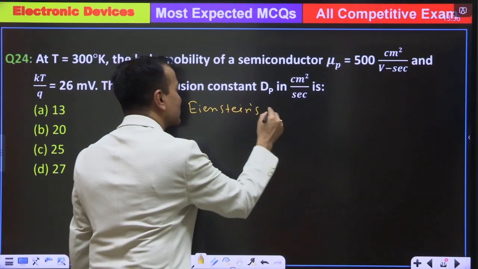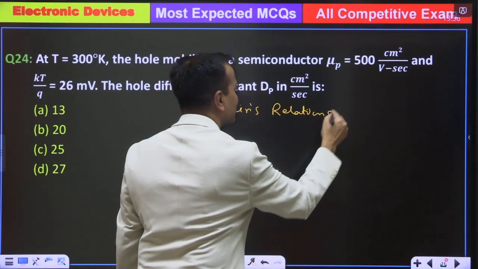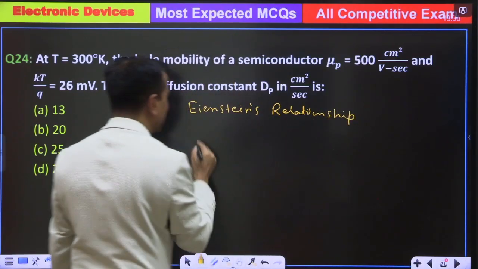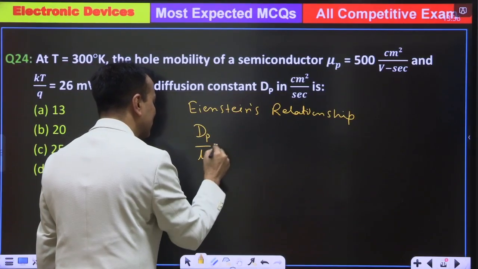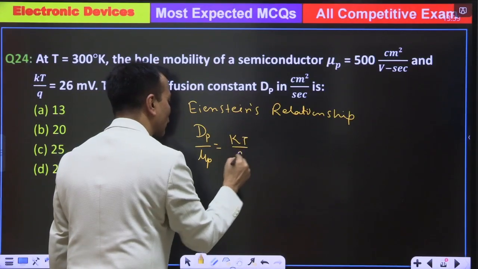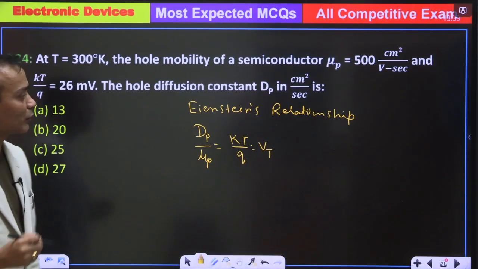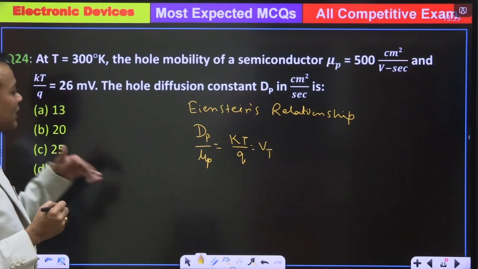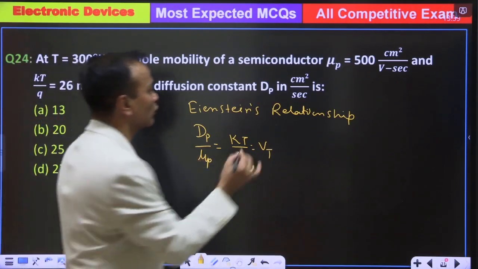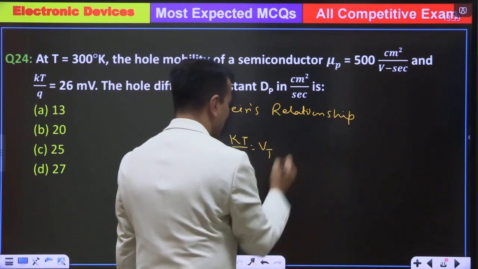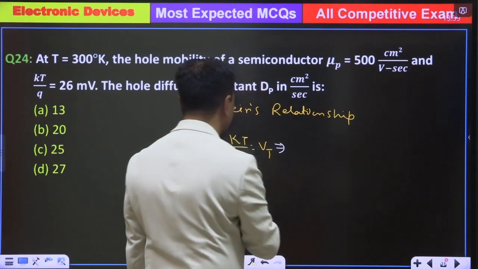as per Einstein's relationship, dP by mu P is equal to kT by q, that is also called Vt, the thermal equivalent voltage. So here kT by q value is given as 26 millivolt, mu P is given. So we need to find out the dP. So here the dP will be what? You can also calculate parallelly and give me the answer.